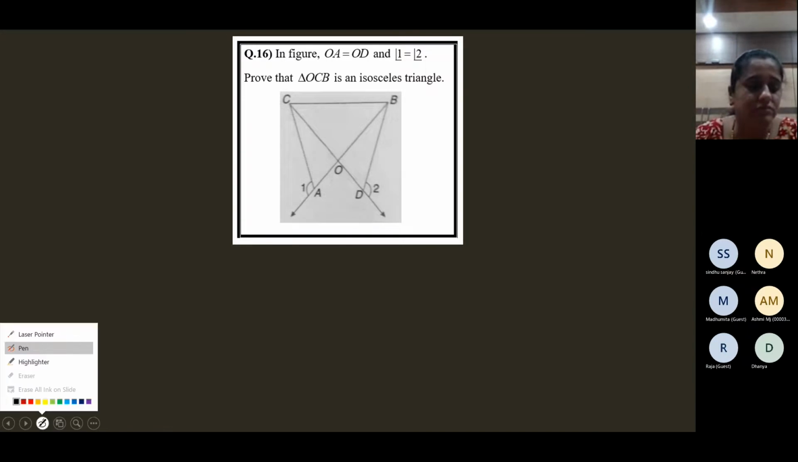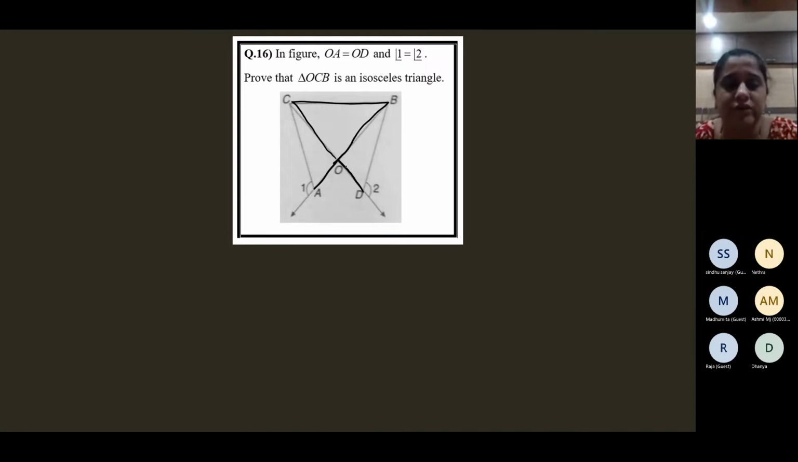Okay, so in this figure, OA is equal to OD. And angle 1 is equal to angle 2. Prove that triangle OCB, this triangle OCB, is isosceles.